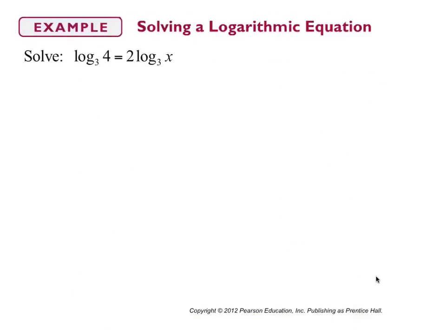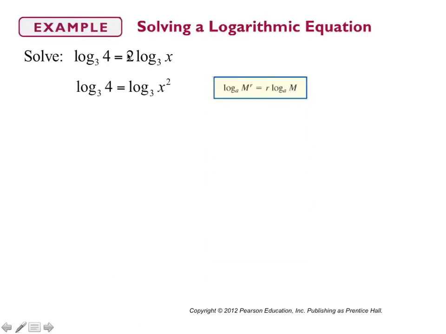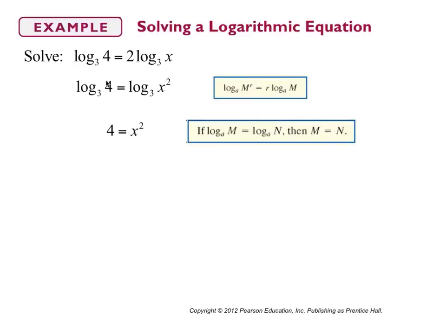All right, let's look at a logarithmic equation. So let's say we have log base 3 of 4 equals 2 times log base 3 of x. Now for this one, since you have this 2 here, you can actually take it and make it an exponent. Okay, so exponents can be brought out as factors, and factors can be brought up as exponents. So now we have log base 3 of 4 equals log base 3 of x squared. That's from this rule right here. And since we have log base 3 and log base 3, since they're the same, we can actually ignore the logs, and we're just left with 4 equals x squared.